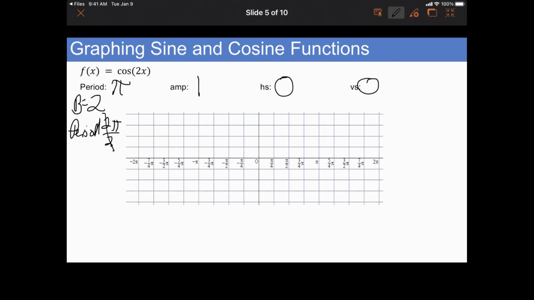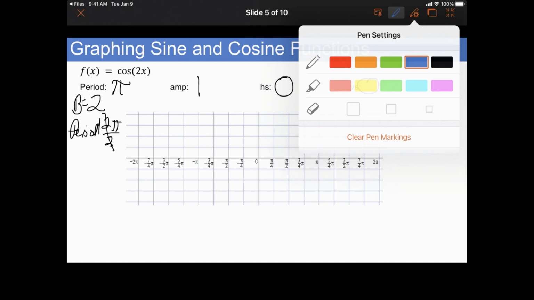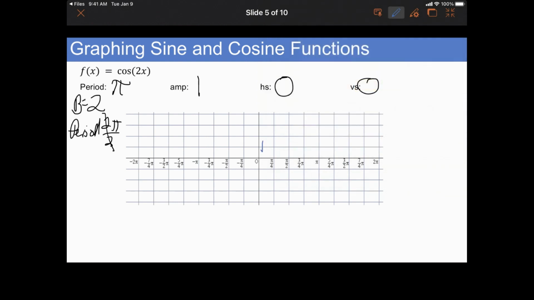These are 0. Okay, I'm going to graph the parent graph. Okay, cosine, so it's up. 0, 1. I don't know if you've ever noticed from here to here, there are 8 lines. 1, 2, 3, 4, 5, 6, 7, 8.